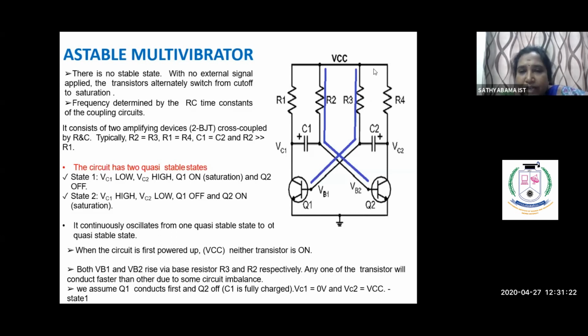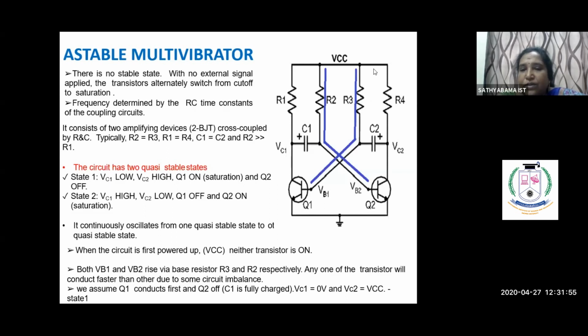C1 is going to be discharged now, and C2 is going to be charged now. Charging of C2 happens through the resistance R4. Look at the polarity of C2: one end of the plate is positive, the other end of the plate is negative. The negative, that is the minus VCC, is given to the input of transistor Q1.